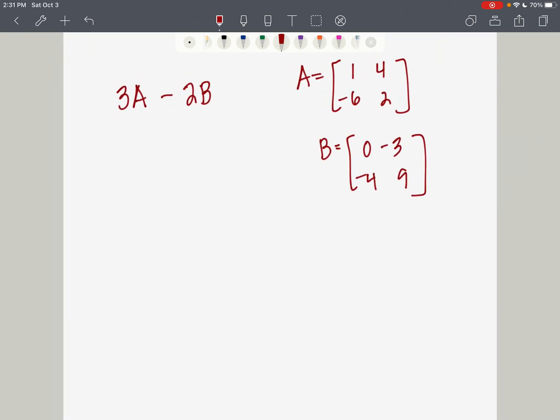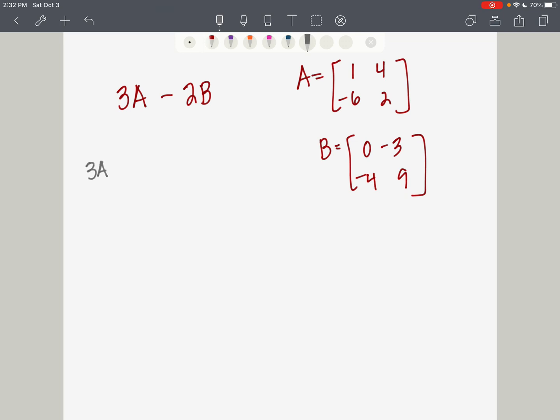There might be one more example. Let's just say we have 3A minus 2B. And let's just say A is 1, 4, 6, 2, and B is 0, 3, 4, 9. I'm not even going to do any negative numbers because it's not necessary. I'll throw a negative in there, I'll throw 2 negatives in there, and I'll throw 3 negatives in there. This way you've got some experience with the negatives. But I think you'd be okay either way.